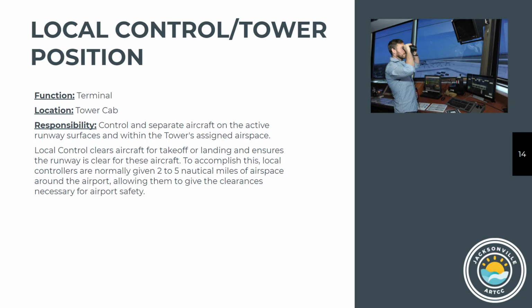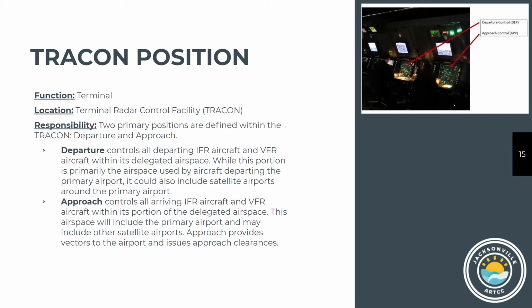Having two airplanes on the same runway is not considered a good thing. So we accomplished this by giving the local controller an airspace around the field between 2 and 5 miles radius around the airfield. And they're allowed to give those clearances to land, take off, and they often will actually work with the TRACON for some of the departures to make sure that it can work within whatever TRACON's doing at the time. And TRACON, what is that?